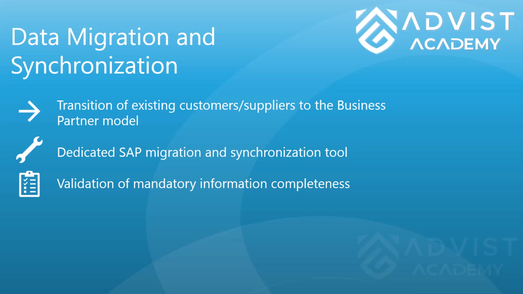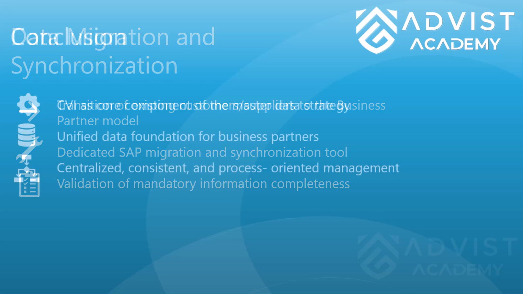A particularly important aspect is the synchronization of existing customer and vendor master data. As part of a system conversion to SAP S/4HANA, these records must be migrated into the new business partner model. SAP provides specialized migration and synchronization tools for this purpose. These tools can be used to check whether all required information is present, and existing customer or vendor records can then be transferred to business partners, including the appropriate assignment of roles, company codes, purchasing organizations, and sales areas.